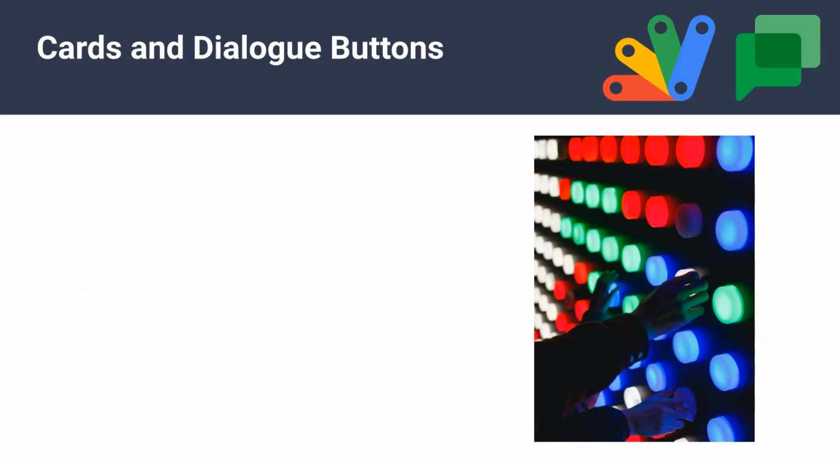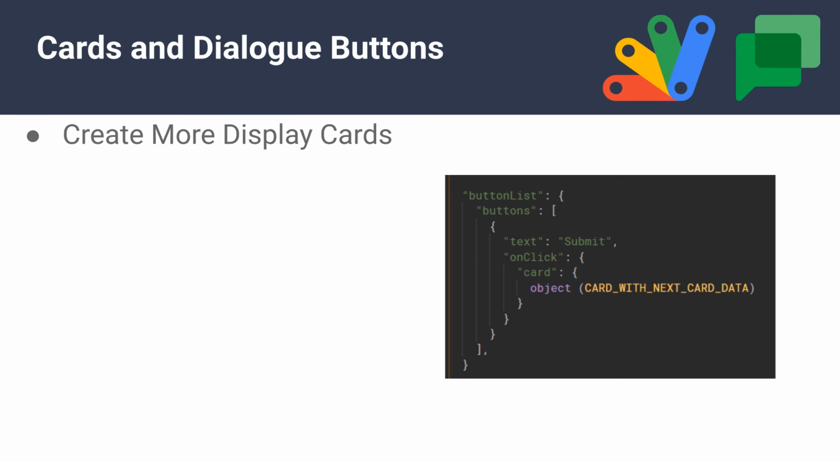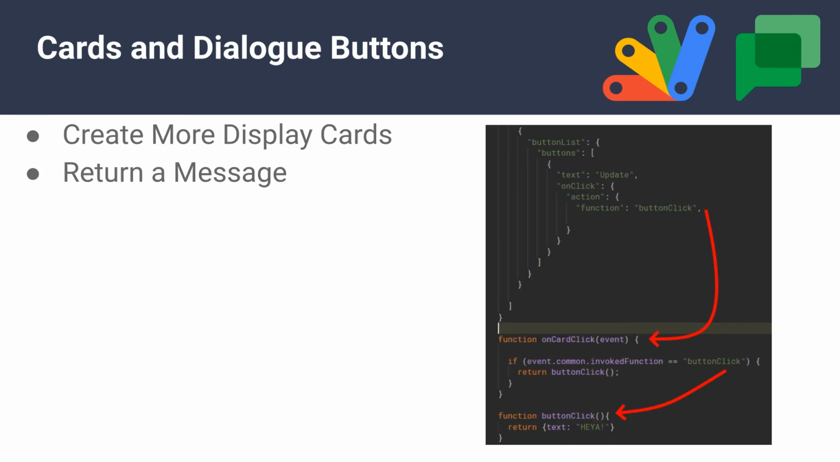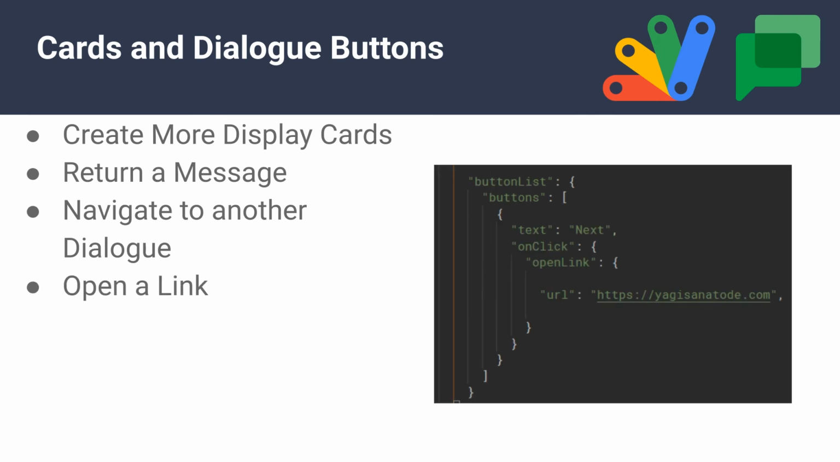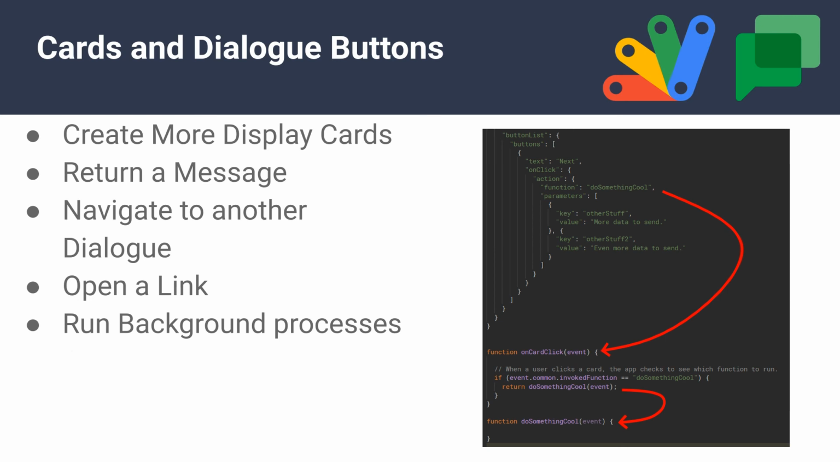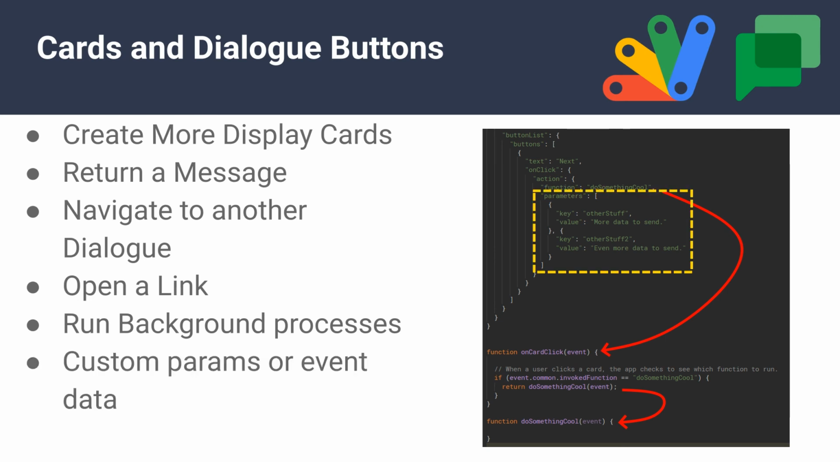Button clicks are probably going to be your primary action execution with cards and dialogues. When a button is clicked, it can create more display cards, return a message, navigate to another dialogue to continue the completion of a form, open a link, or run background processes with an action method where you can add custom parameters or grab input data from the event parameter.